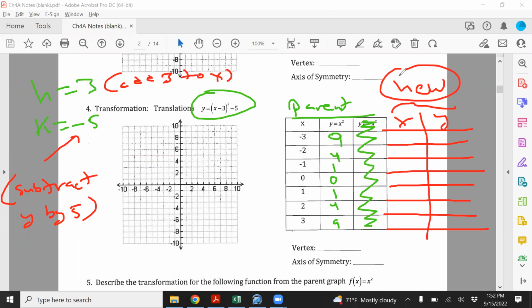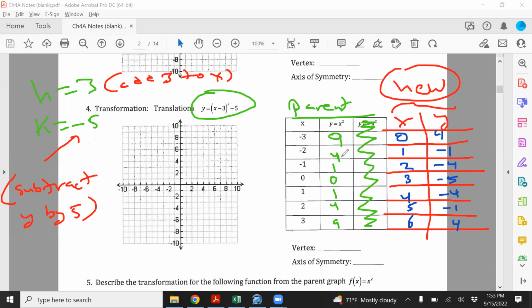Okay, this is a new one. So now what you're gonna do is this. Let's go blue. If you add 3 to x, you get 0, 1, 2, 3, 4, 5, 6. And if you subtract 5 from y, you're gonna have 4, -1, -4, -5, and then -4, -1, and 4.